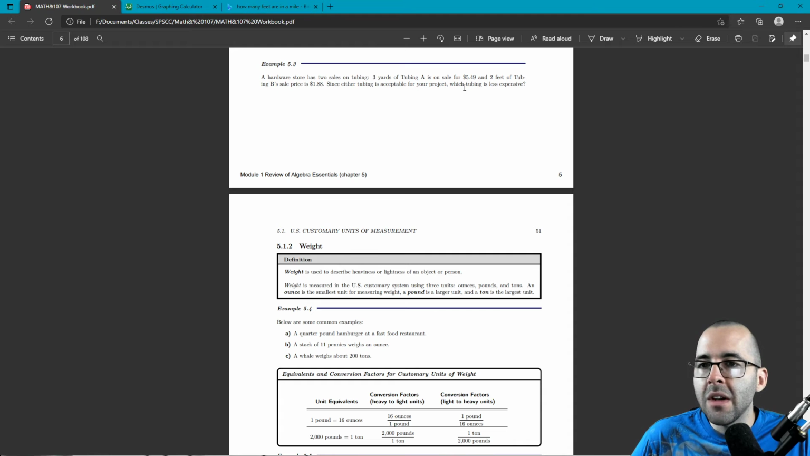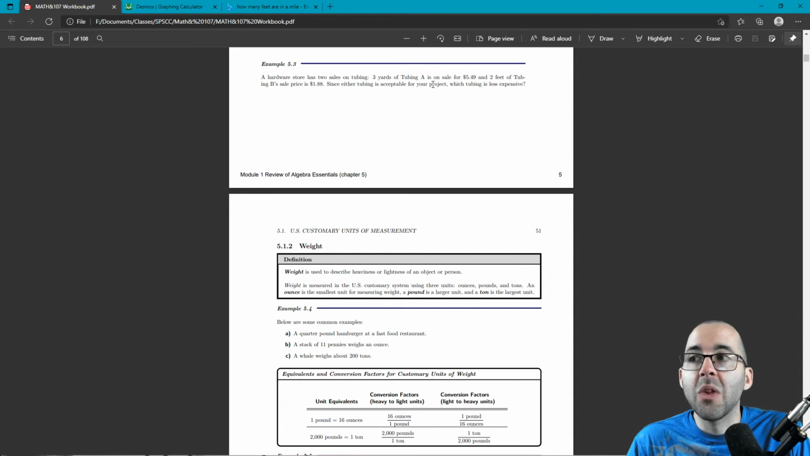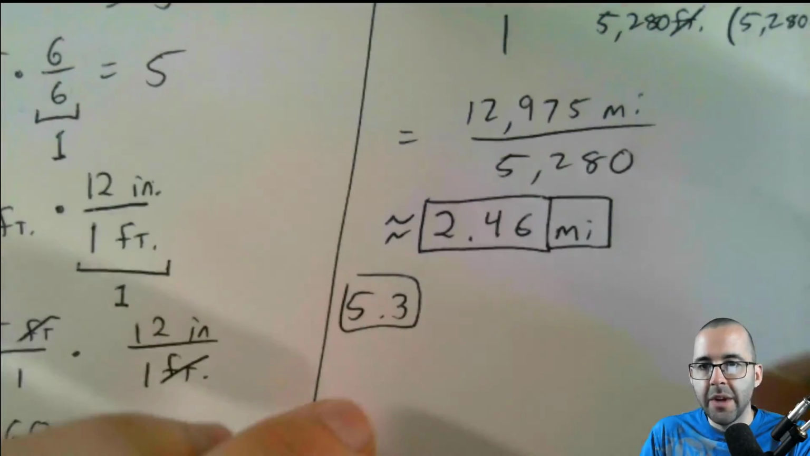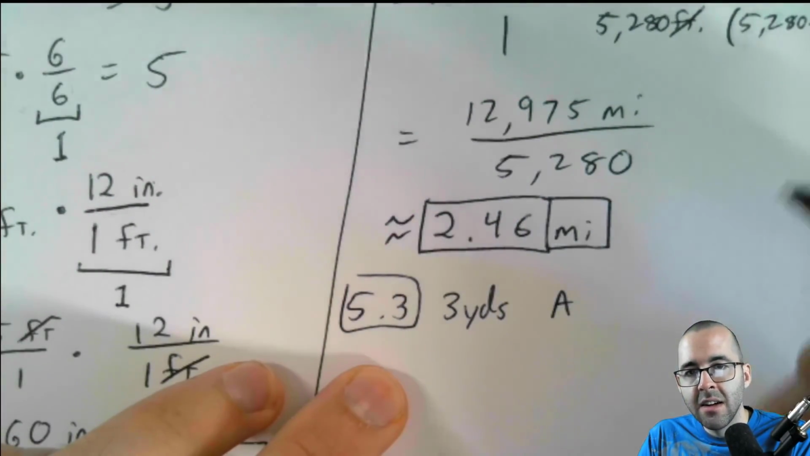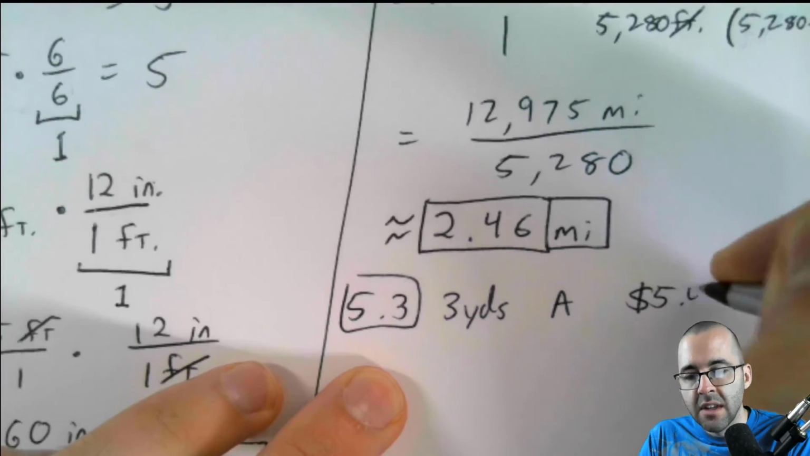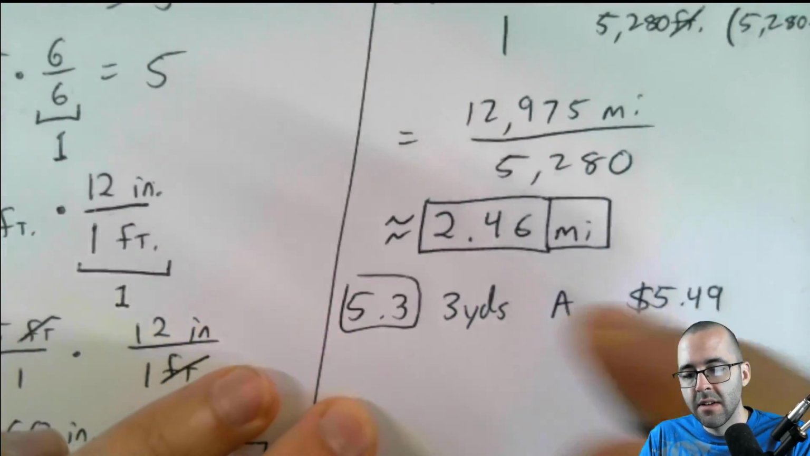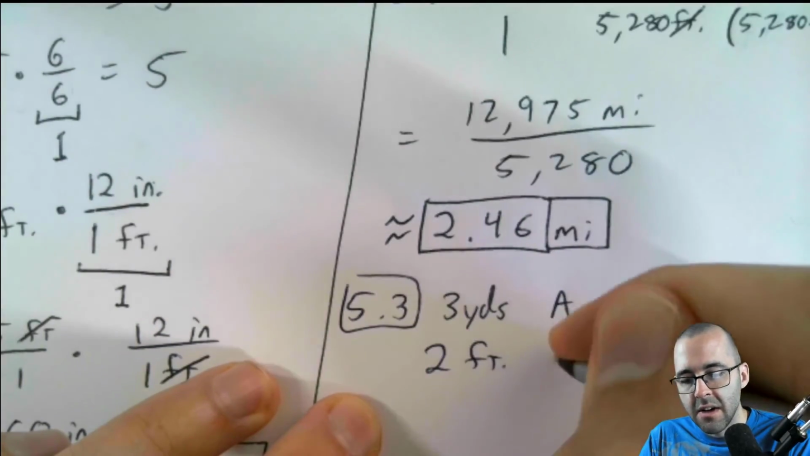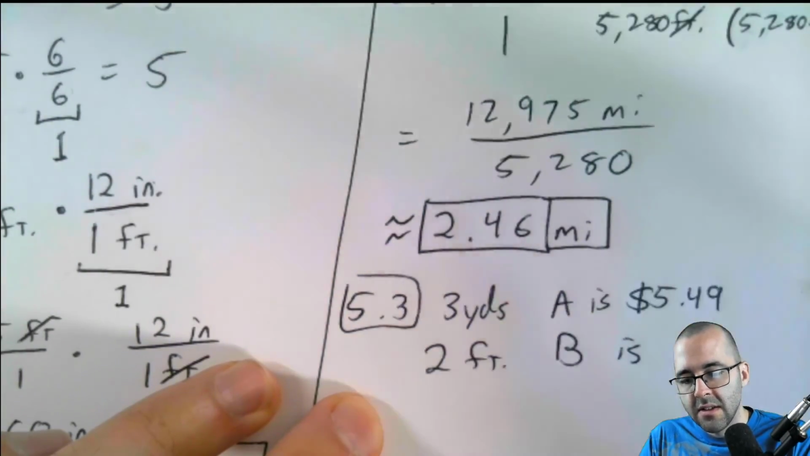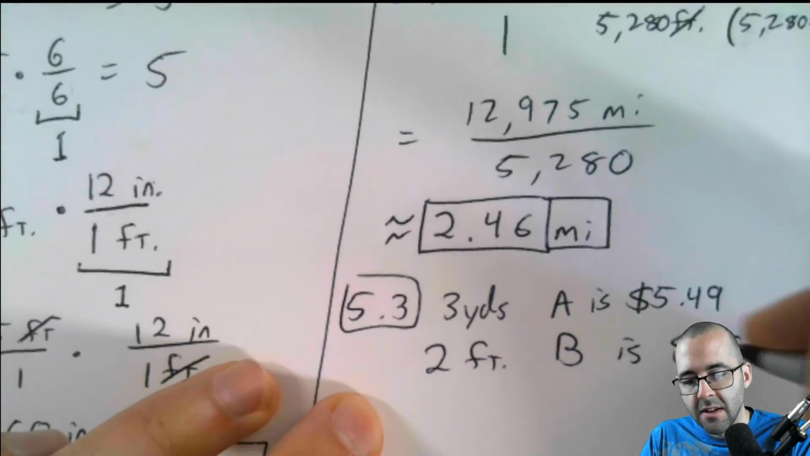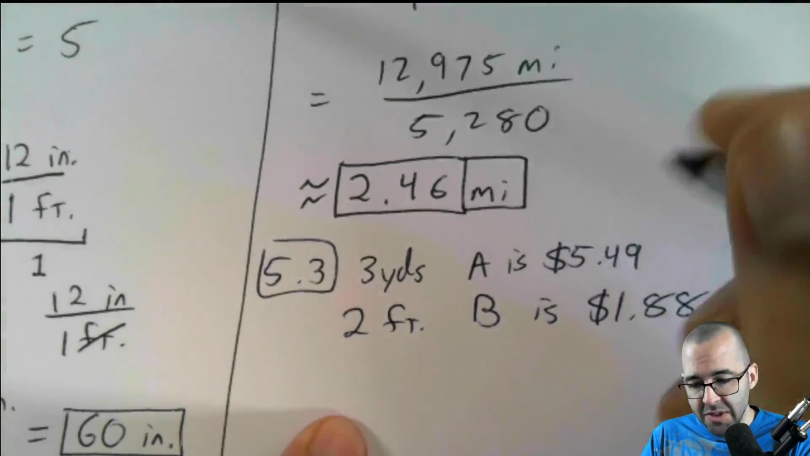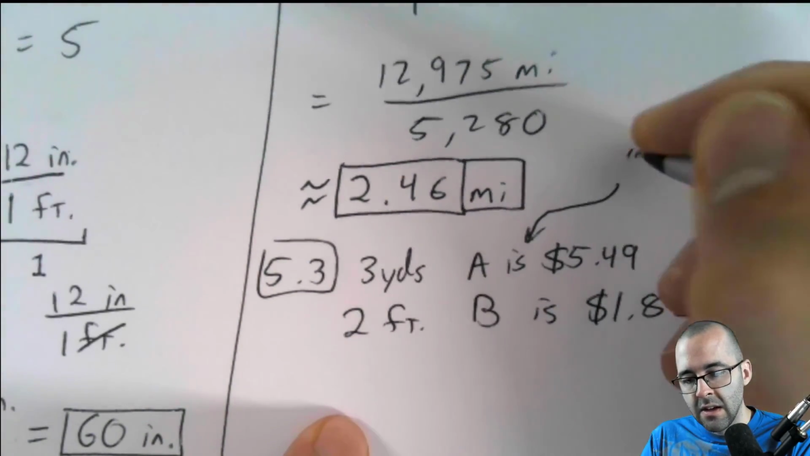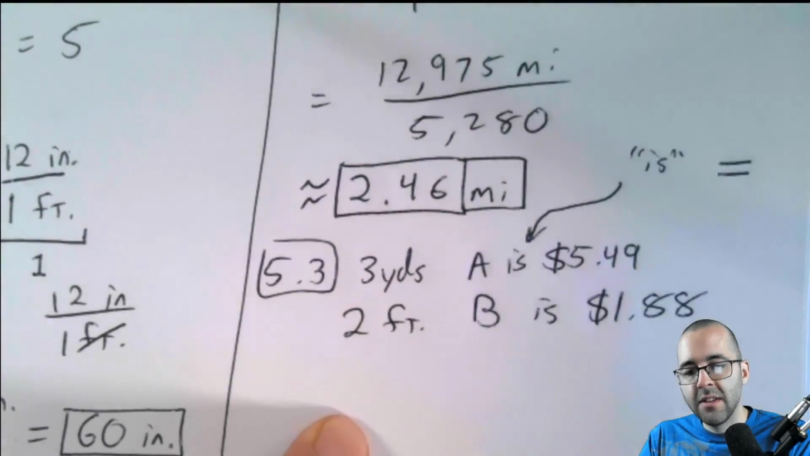So let's write down what we know. Anytime you have an application problem, a problem with words, write down what you know. So here we know 3 yards of A is $5.49. And we know that 2 feet of B is $1.88. Little math tip for all you guys. Anytime you see is, that's an equal sign.